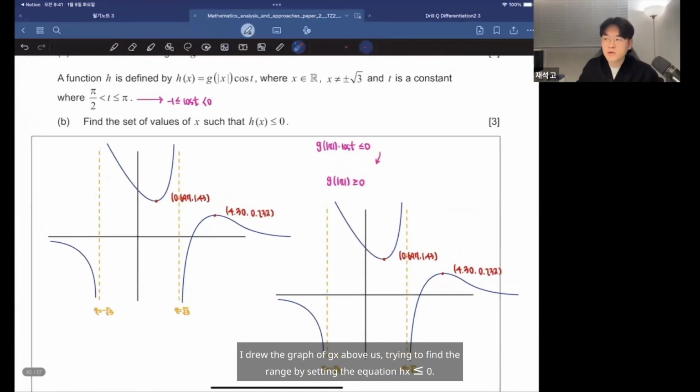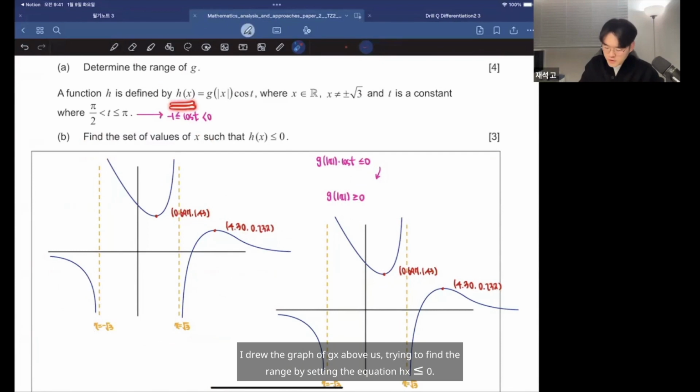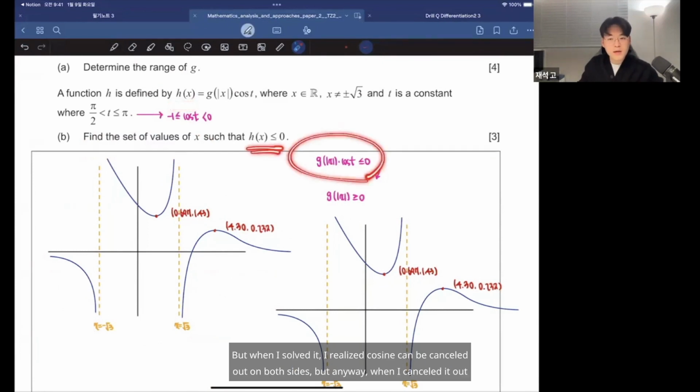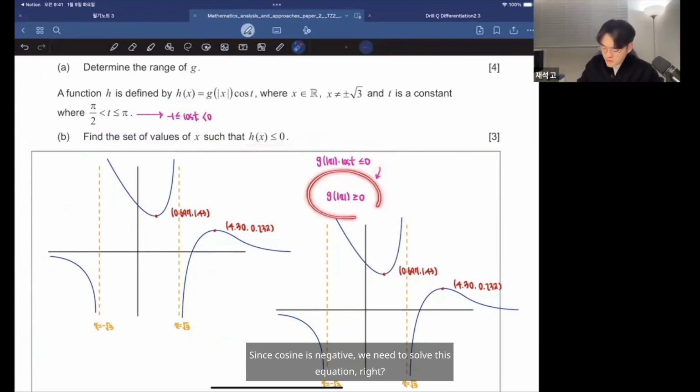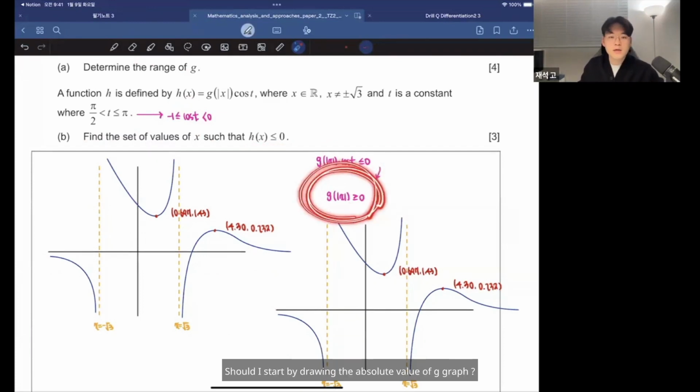I drew the graph of g(x) above us, trying to find the range by setting the equation h(x) = 0. But when I solved it, I realized cosine can be cancelled out on both sides. But anyway, when I cancelled it out, the direction of the inequality changed. Since cosine is negative, we need to solve this inequality, right? Should I start by drawing the absolute value of g graph? So how do you draw the graph of the absolute value of g(x)?